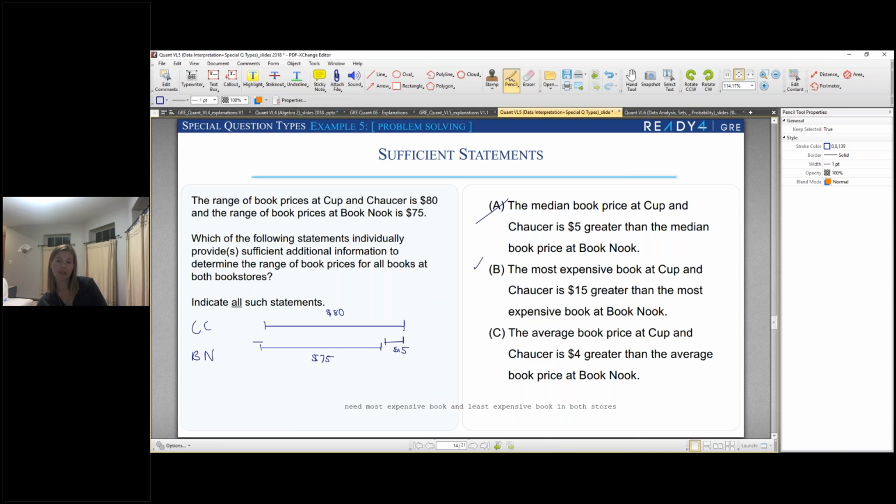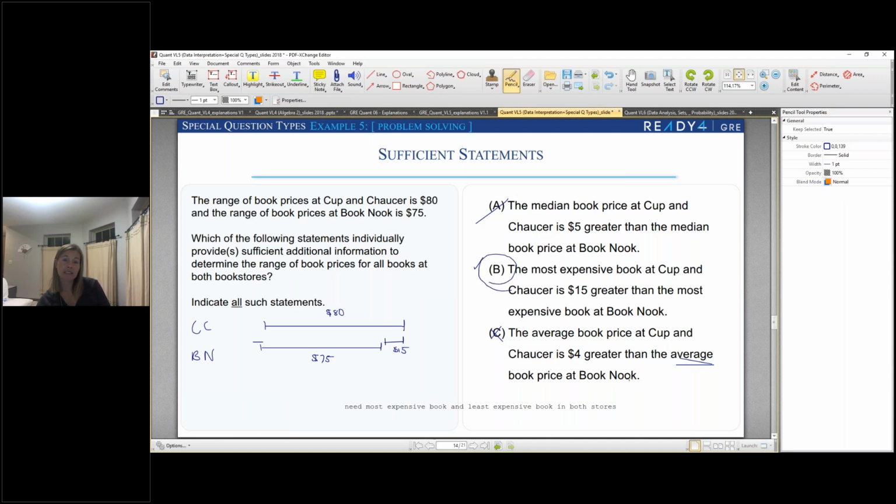We look at C. The average book price at Cup and Chaucer is $4 greater than the average book price at Book Nook. Okay, now again, average isn't going to help us because what we really need is something having to do with the most expensive book price and the least expensive book price. The average doesn't tell us anything about the endpoints. Okay, so C cannot be sufficient. So the answer here has got to be B.